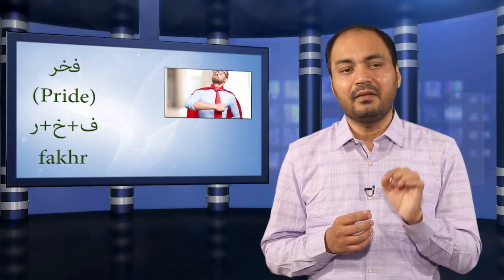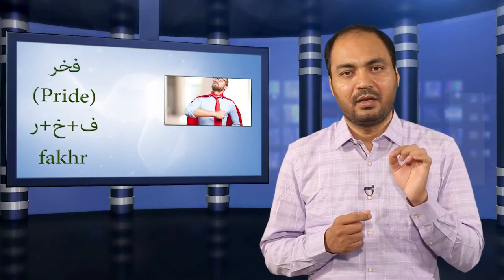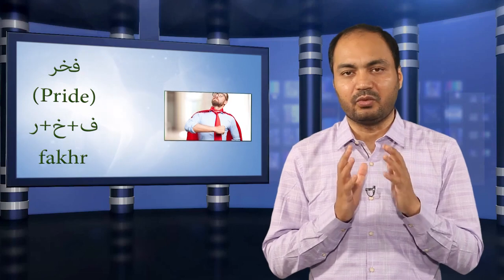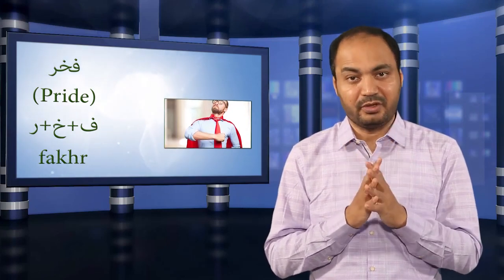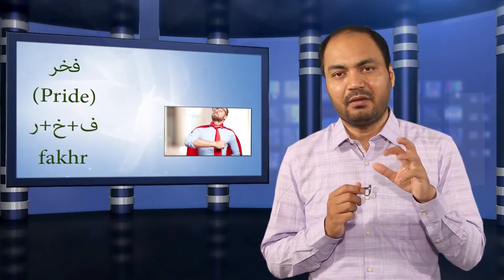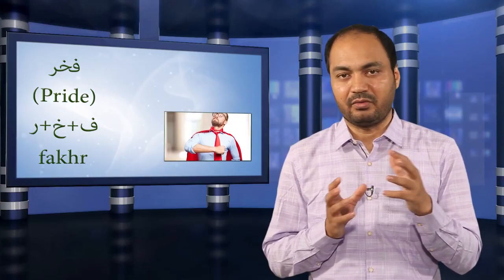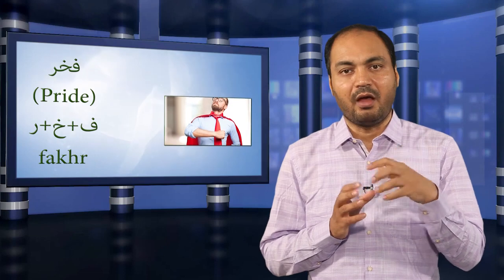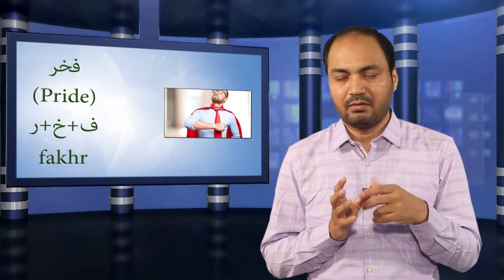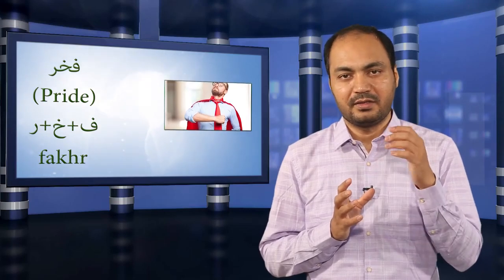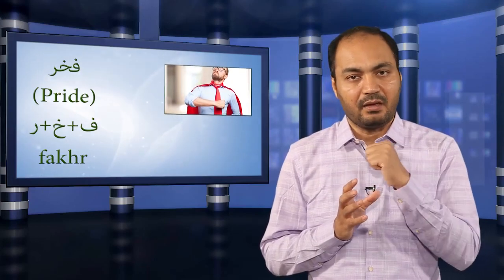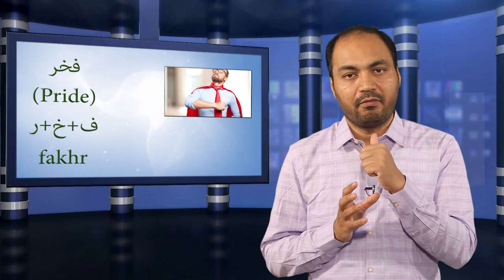Now the next word is starting with fa. Fa is fakhr. Now there is a difference. Sometimes when we speak in our own language, especially Hindi and Urdu, some people use this word, but it's like fakhr. It's not the correct Arabic pronunciation. In Arabic, with kha, sukun, fakhr. Say it several times. Fakhr. Kha. This is the place. Fakhr.